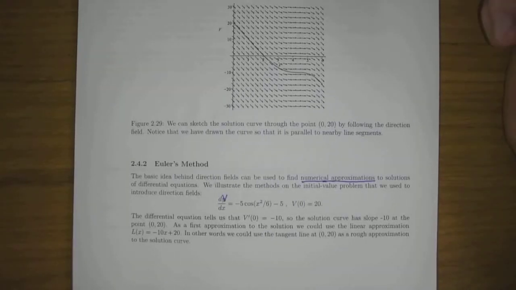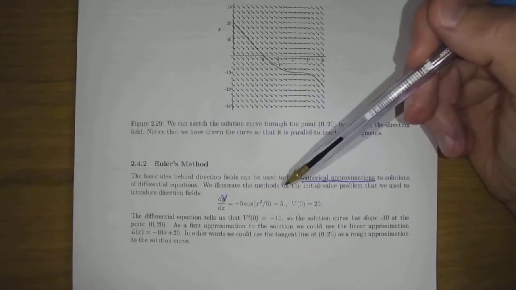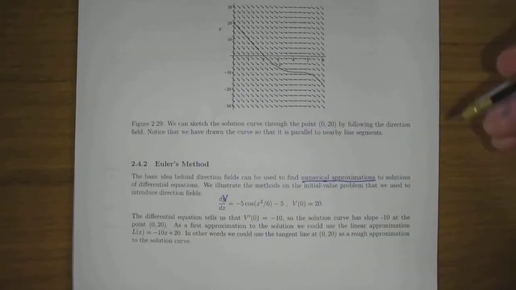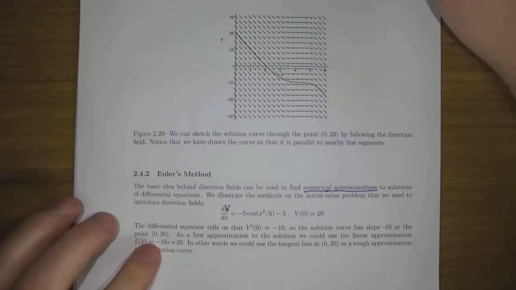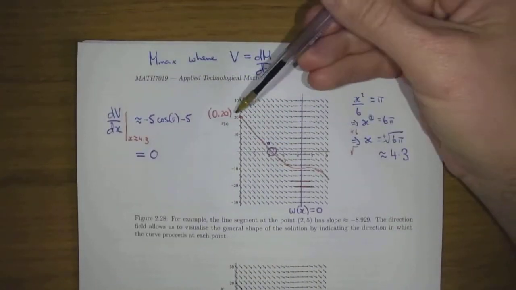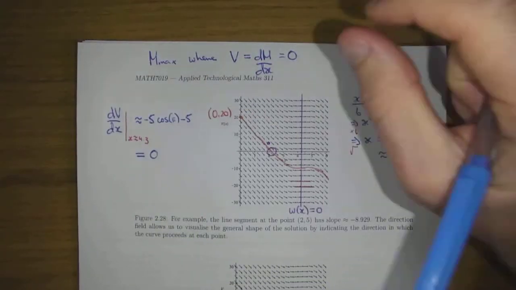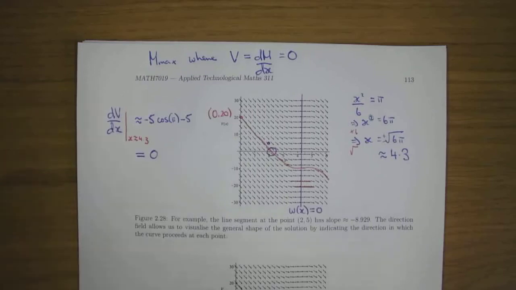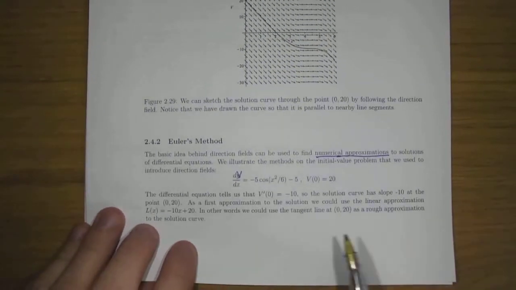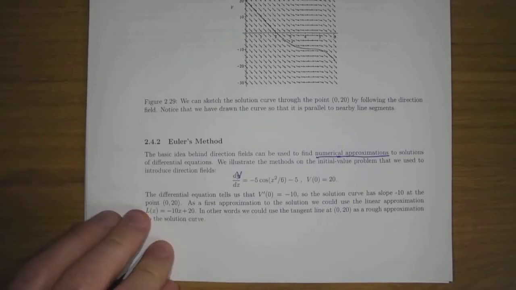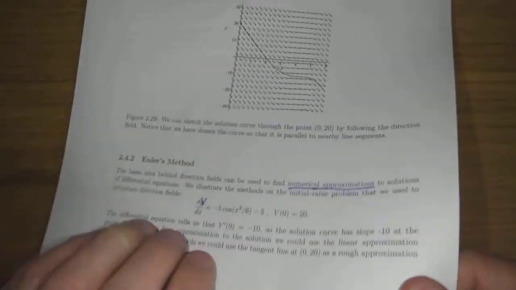We'll illustrate the methods on the initial value problem used to introduce direction fields. The differential equation tells us that the slope at 0 is minus 10, so the solution curve has slope minus 10 at the point 0, 20. As a first approximation to the solution, we can just say, okay, let's say it looks like a line here. We have where it cuts the y-axis, 20, so in terms of mx plus c, the c is 20, and m is the slope. The derivative, remember, is the slope, so the derivative is minus 10. So this is mx plus c. Slope is minus 10. C, where it cuts, is 20. So hopefully we have a picture on the next page of this.